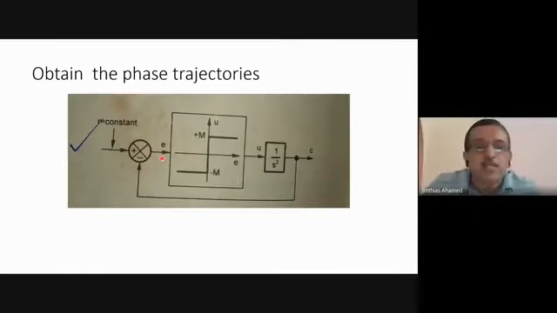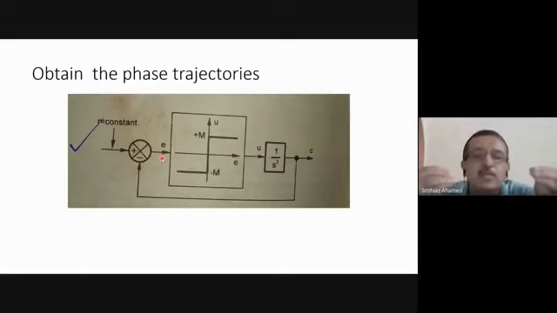Okay, so this is a typical university problem. Here you have to obtain the phase trajectory for the system. To be precise, you have to obtain the phase trajectory for the error, E. What is E in this figure? E is the error coming to this control system. E is equal to R minus C.